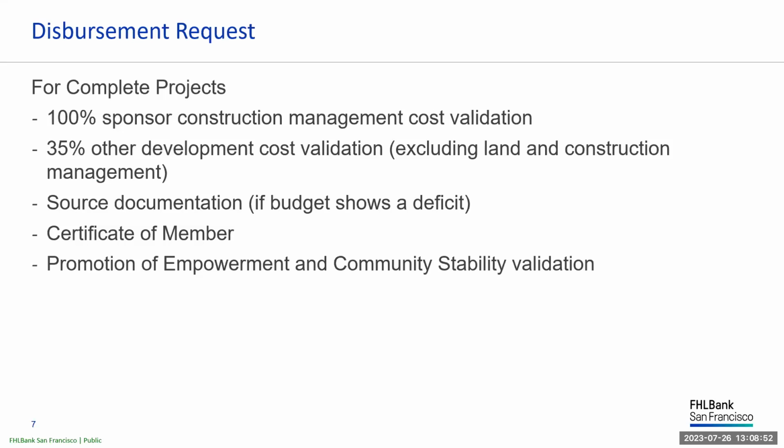For projects that are complete at the time of disbursement, additional documentation will also be required. For cost validation, backup documentation must be provided for 100% of sponsor-provided construction management costs and 35% of all other development costs. If there is a deficit in the budget, the gap source documentation will also be required. If promotion of empowerment and community stability commitments are in place, documentation for those commitments must also be provided.